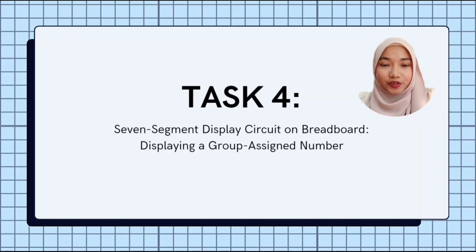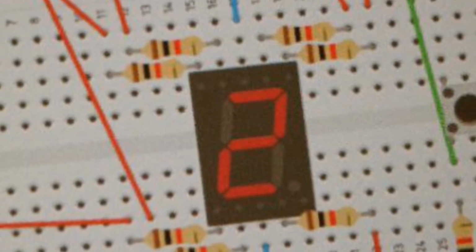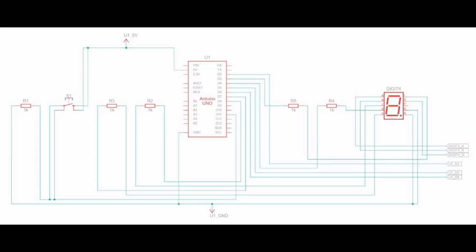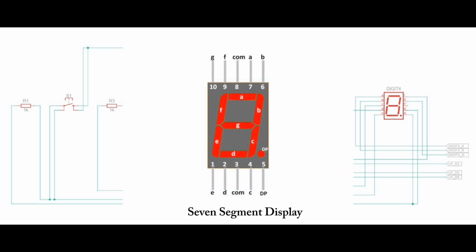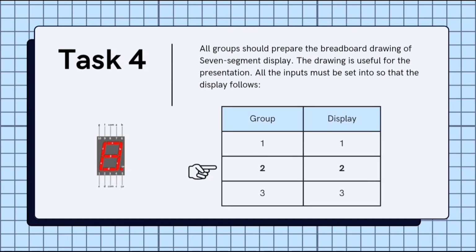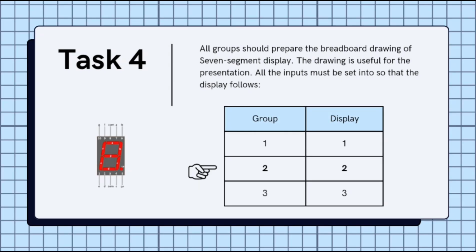Hi, my name is Nurul Nafisa binti Sulaiman. I'm going to perform task 4. In this experiment, we use simulation to design and test a circuit where an Arduino Uno controls a 7-segment display through a push button. The 7-segment display has 7 LEDs labeled A to G, and the Arduino sends signals to light up the right segments to form numbers. For example, when we press the button, it displays the number 2 by turning on specific segments.